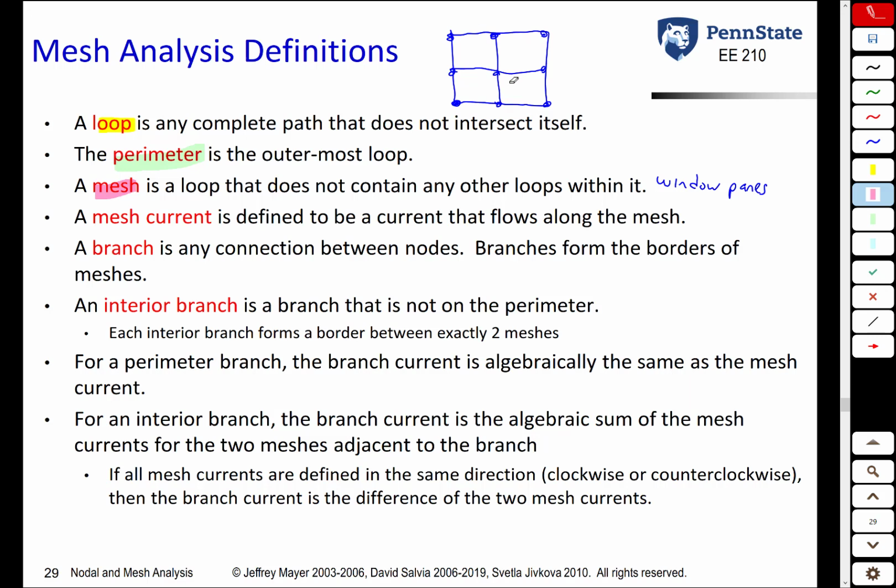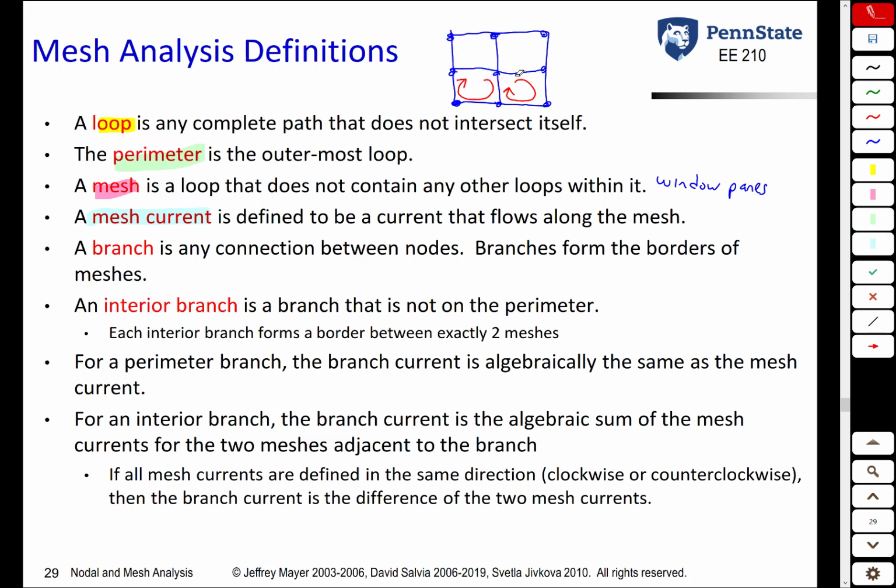A mesh current is defined to be a current that flows along a mesh. So if you have a mesh here, a mesh current would be this loop current. There's a mesh current there. There's a mesh current for this mesh, a mesh current for this mesh, and a mesh current for that mesh. So those are what we call mesh currents.